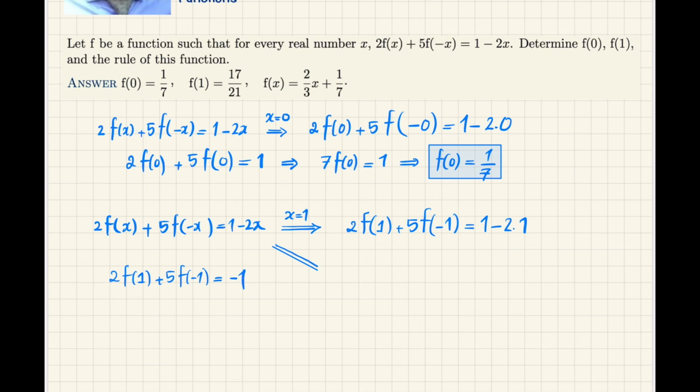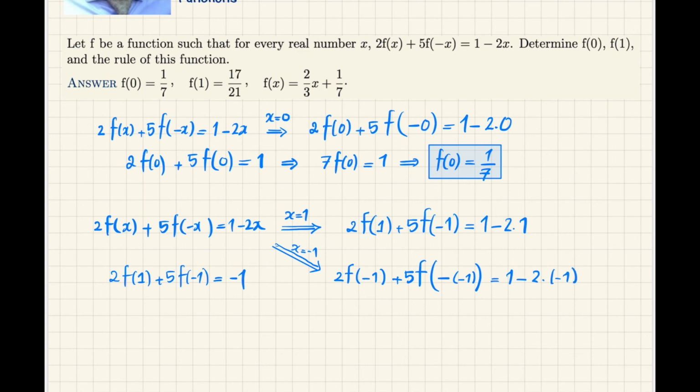So let me choose x equal to minus 1 this time and rewrite this expression. What will happen? The first one becomes 2f of minus 1. The second one becomes 5f of minus, but I have chosen x to be minus 1. On the right hand side it becomes 1 minus 2 times minus 1.